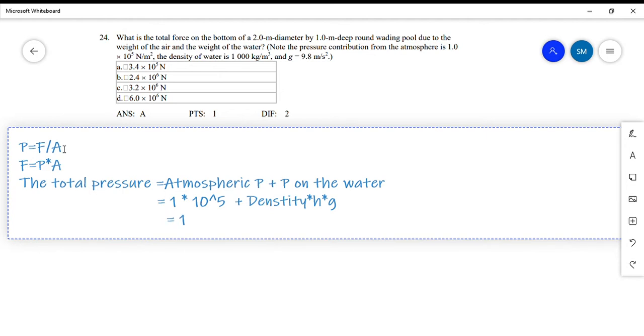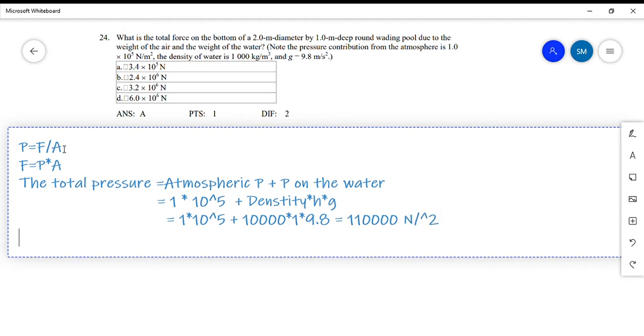1 times 10 power 5 plus the density of water, which is 1000 kilogram per meter cubed, times the height, which is 1 meter. He gave us the depth, which is simply the height, times the gravity, which we all know, 9.8. This is equal to this number, Newton per meter square. This is the total pressure.